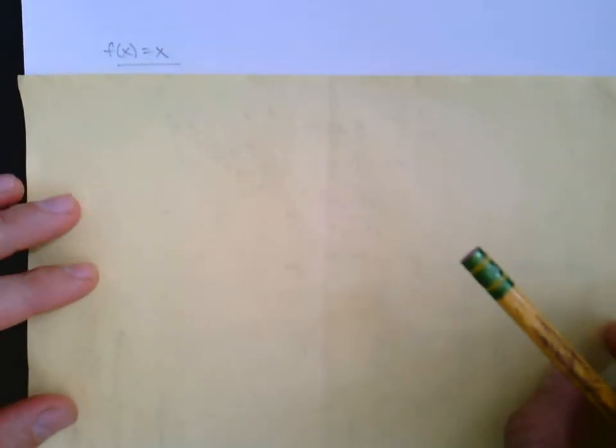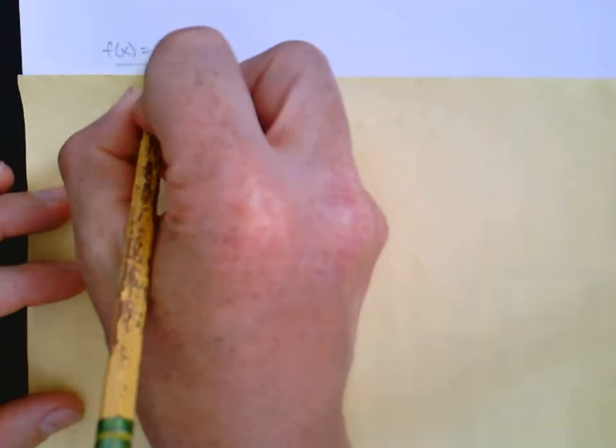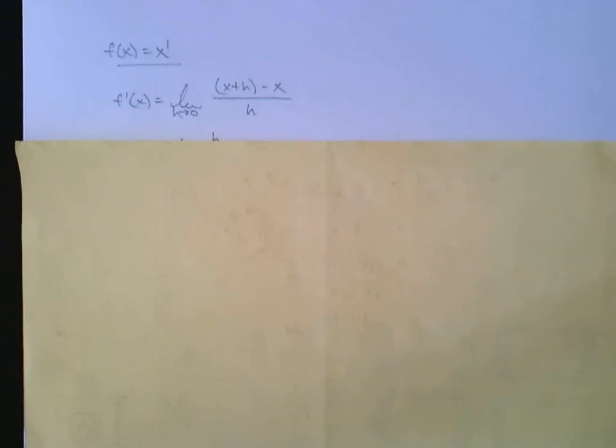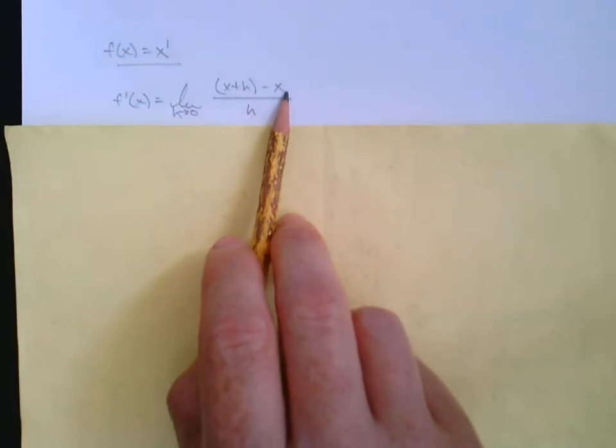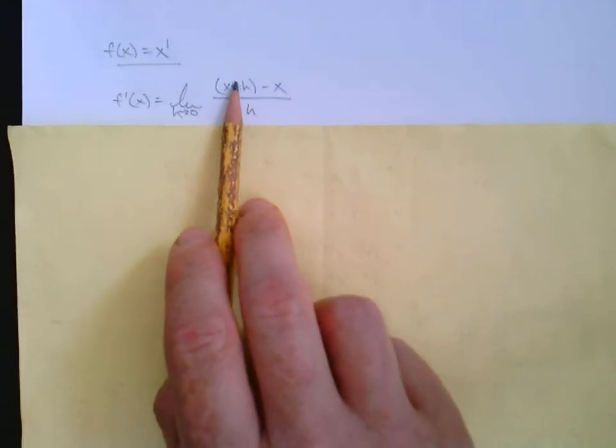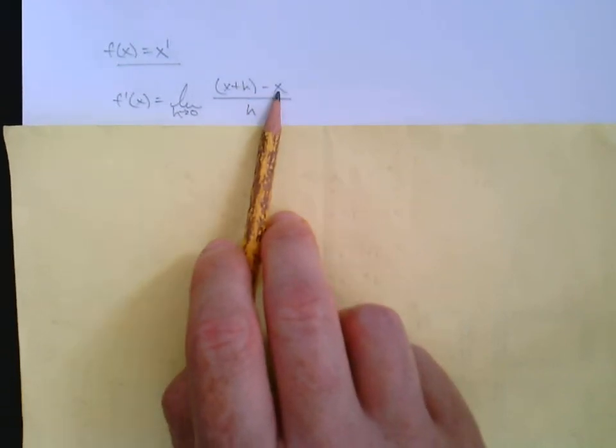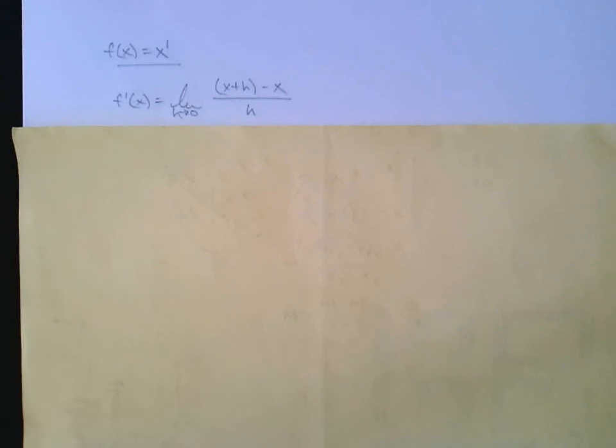Let's get started with x to the first. Okay, x to the first. Using the definition of the derivative, we can set this up. f prime of x equals the limit as h approaches 0 of x plus h minus x. All right, there's f of x plus h, very simple, minus the original f of x, all over h. Okay.